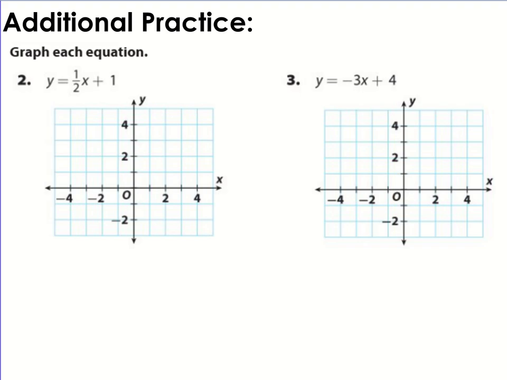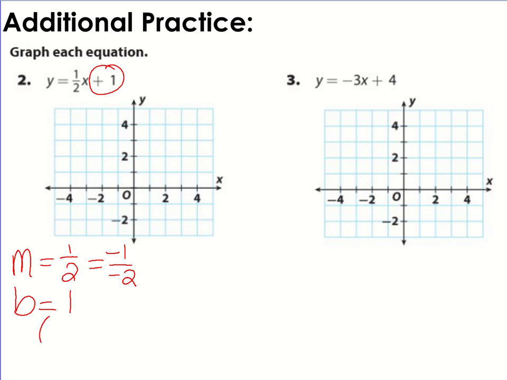All right. So m equals 1/2, or remember we take the opposite of both, so -1 over -2. That way I can graph in both directions. Then my y-intercept is always this number on the back, so b equals 1, which is (0, 1). So that goes right here.